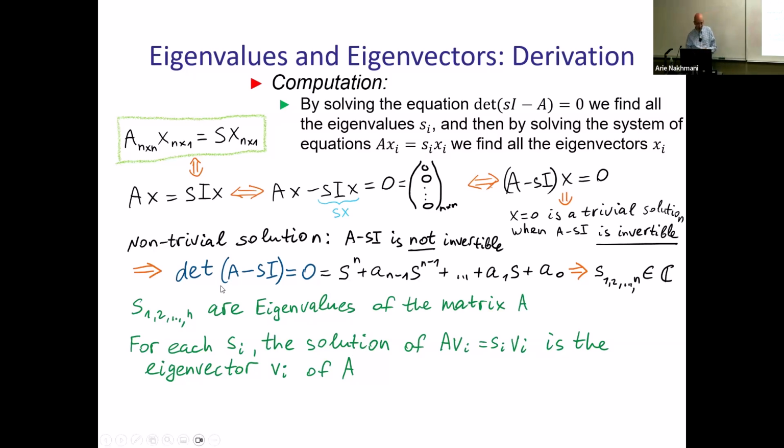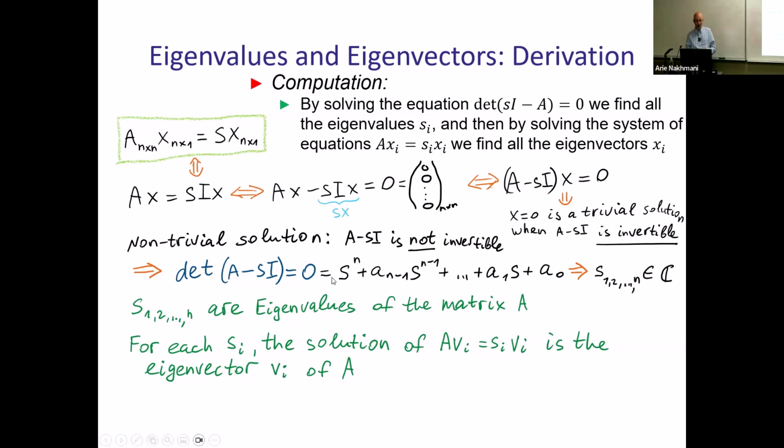But this is a polynomial equation, because the determinant of A minus SI as a function of the S variable is a polynomial of nth order. You'll get something like that. And pay attention that these coefficients are not elements of matrix A. They are just some free coefficients that you can compute from matrix A. When you compute the determinant, you'll get some numbers. They just incidentally have the name of A.